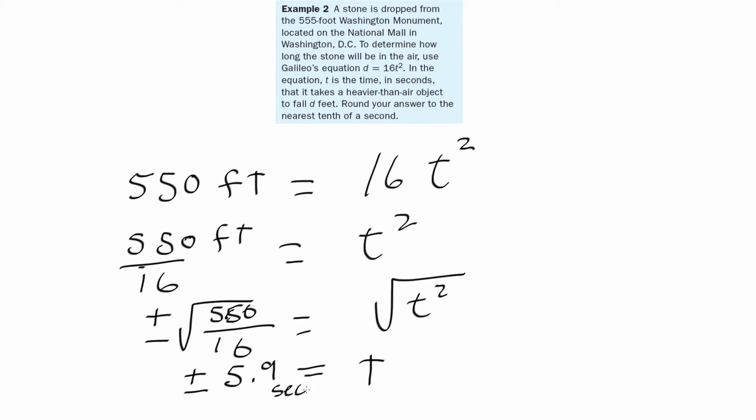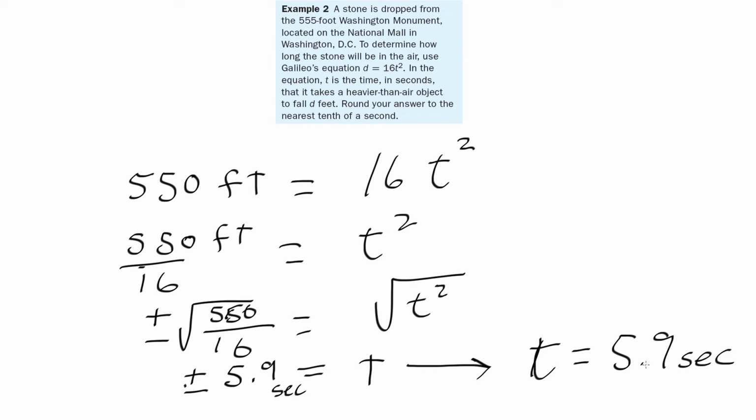And I said plus or minus. Well, would there be a negative 5.9? What would happen if I had negative time? Yeah, it would go backwards, right? And nothing happened before that. So the beginning of time was 0. And so there won't be a negative. And in fact, I can get rid of that and say that t is equal to 5.9 seconds, simply the positive result for our calculation.